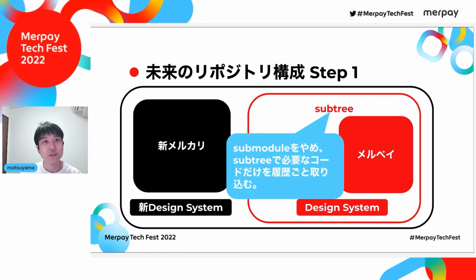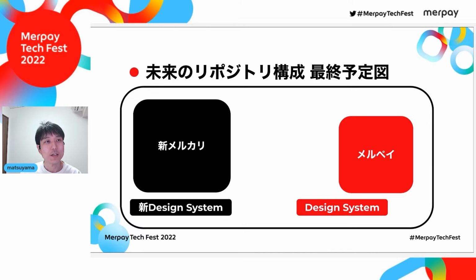Instead of pulling in the contents of the submodule specific hash, we will use a subtree to pull in only the necessary code into the new repository with its history. The goal is to eventually stop using the subtree and merge the code back into one repository.